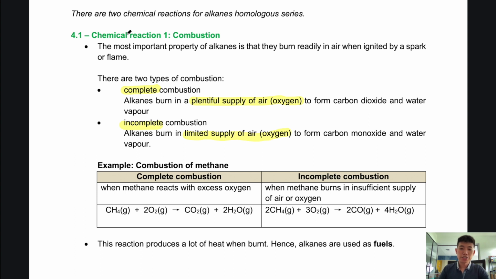In complete combustion, the products are carbon dioxide and water. In incomplete combustion, the products are carbon monoxide and water. Sometimes, in addition to carbon monoxide, you get carbon as well, or what we call soot.